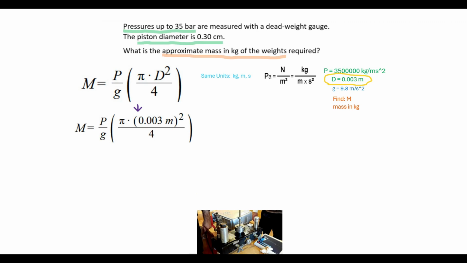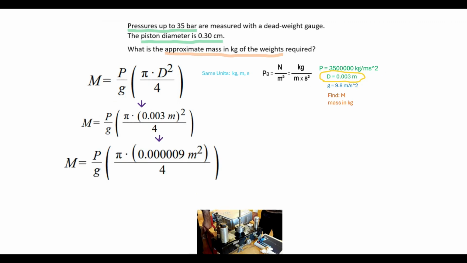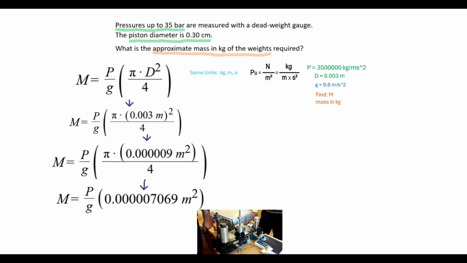Insert the value of 0.003 meters into the diameter variable. This value squared equals 0.000009 meters squared. This value times pi divided by 4 equals 0.00007069 meters squared. Now insert the values for pressure and the acceleration of gravity into this equation. The seconds squared units cancel each other out.